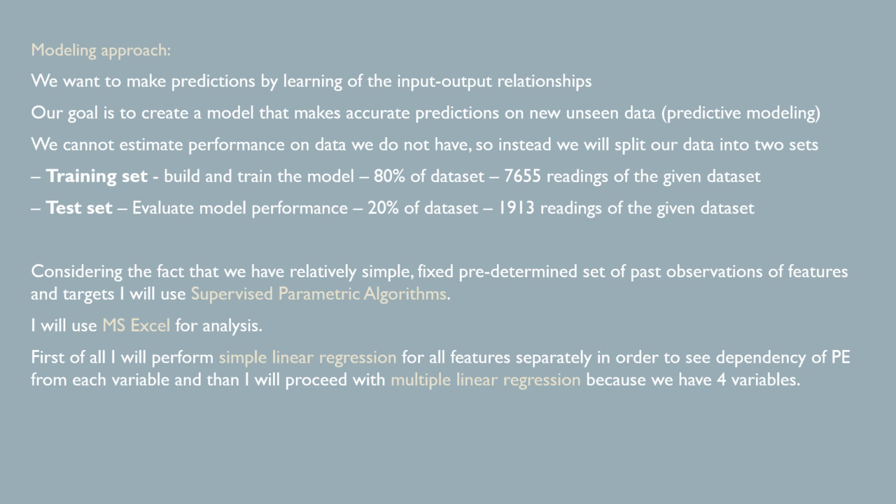Considering the fact that we have a relatively simple, fixed, predetermined set of past observations of features and targets, I will use supervised parametric algorithms. I will use Excel for analysis. First of all, I will perform simple linear regression for all features separately in order to see the dependency of PE on each variable. And then I will proceed with multiple linear regression because we have 4 variables.